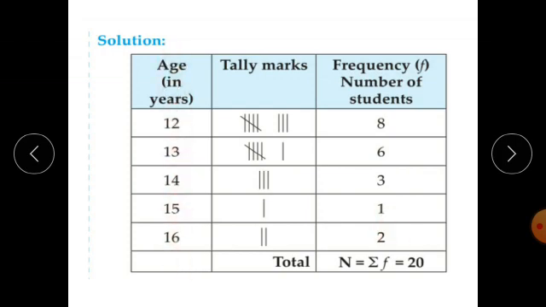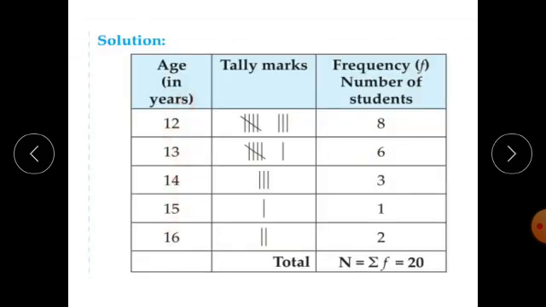So in the first column, we write all numbers in the data starting from the smallest to the biggest, only once. Here the smallest is 12 and the biggest is 16. So we write 12, 13, 14, 15, 16, starting from the smallest to the biggest.